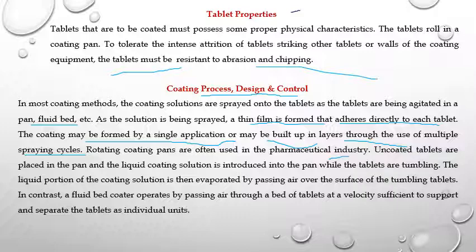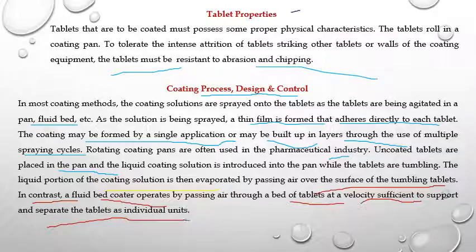Uncoated tablets are placed in a pan and the liquid coating solution is introduced into the pan while the tablets are tumbling. The liquid portion of the coating solution is evaporated by passing air over the surface of the tumbling tablets. In contrast, the fluid bed coater operates by passing air through a bed of tablets at a velocity sufficient to support and separate the tablets as individual units.